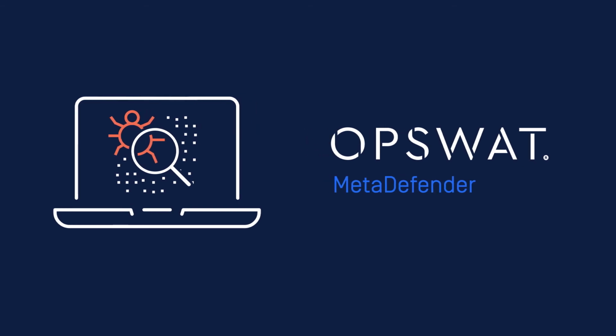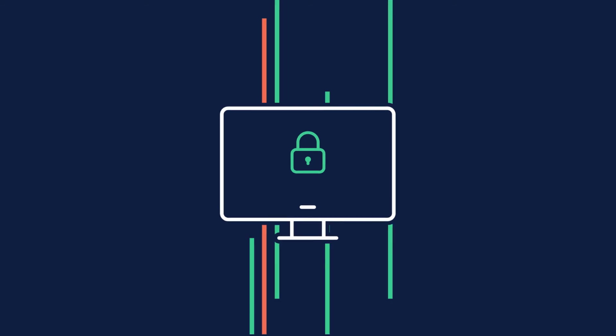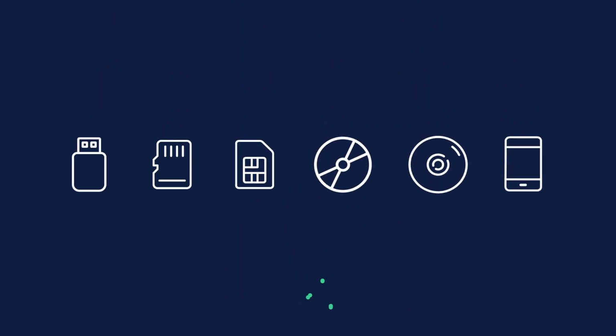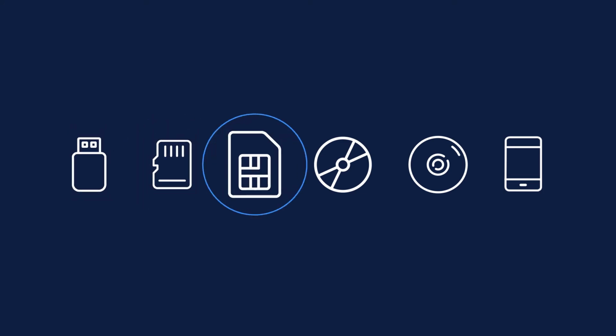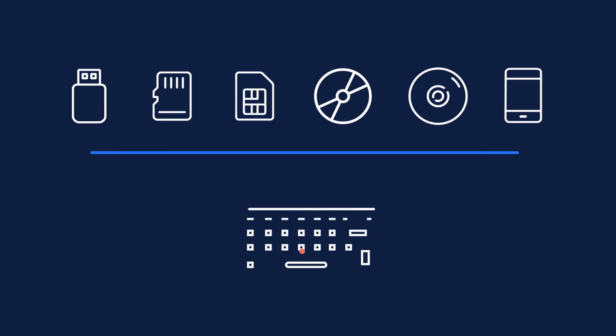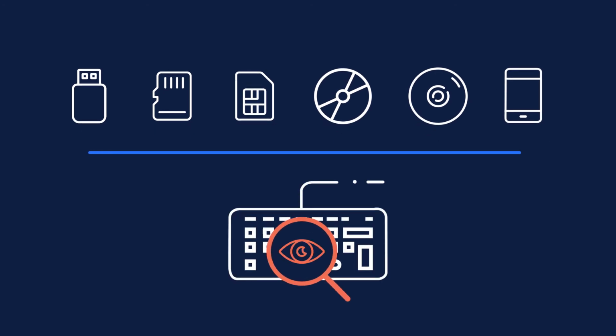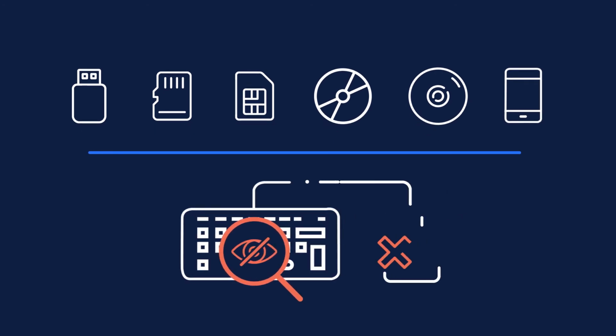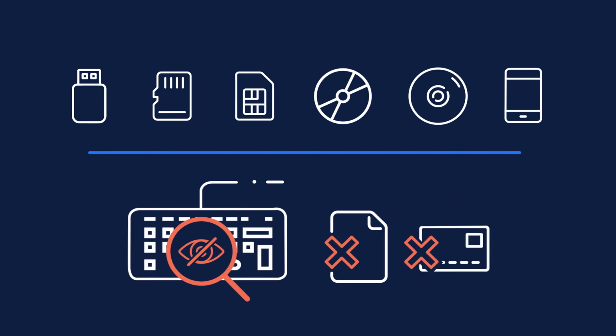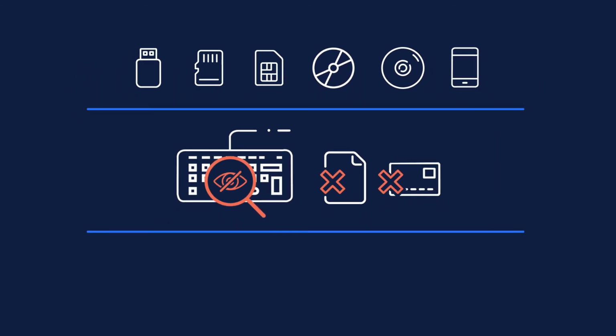Our Data Protection module includes removable media protection, which restricts media to be used on endpoints, including flash drives, memory cards, SIM cards, CDs, DVDs, and smartphones. Anti-keylogging blocks malicious programs like keyloggers intercepting keyboard access and obtaining confidential data. Anti-screen capturing proactively prevents sensitive data from leakage via screen capturing.